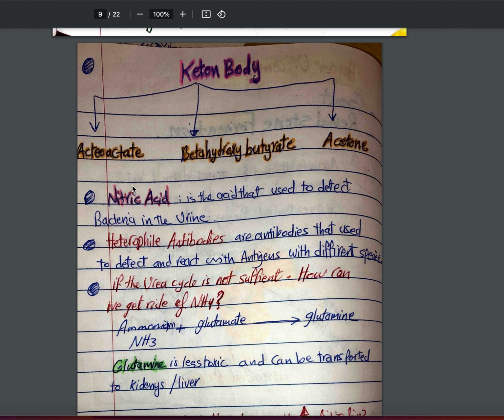We have also heterophilic antibodies. They are antibodies that react with antigens from a different species. That's why we call them heterophilic antibodies. Like, if the urea cycle is not sufficient, how can we get rid of NH4? Yes, to glutamine, exactly. And by the help of glutamine synthetase enzyme, it changes to glutamine, so we get rid of the ammonium. Glutamine is less toxic and can be transported to the liver and the kidney.